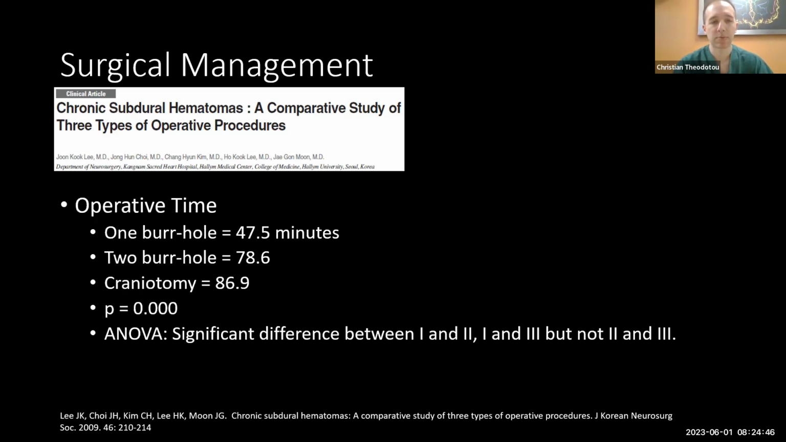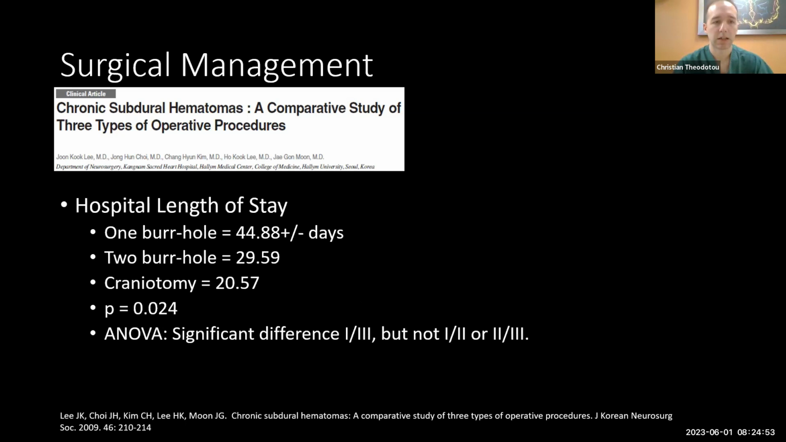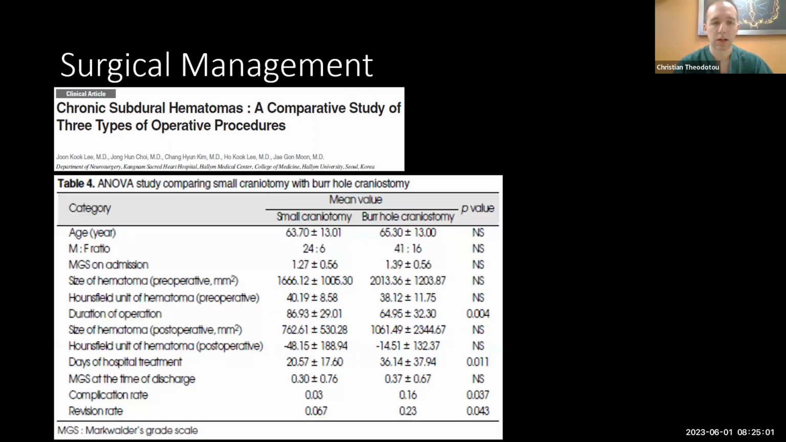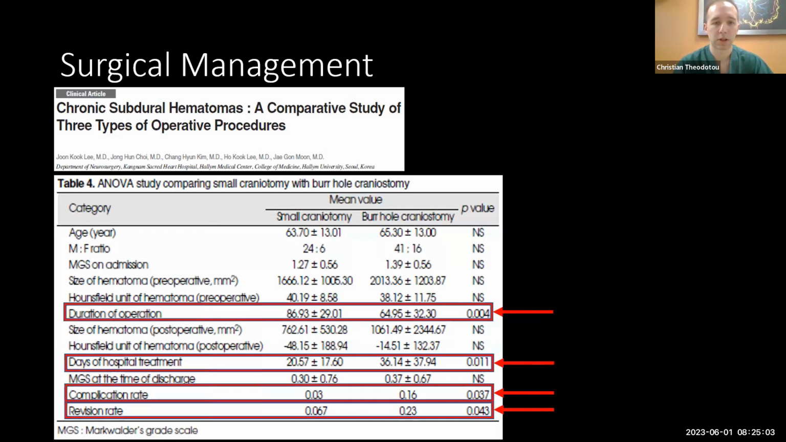They saw big differences between the 1 burr hole and the craniotomy, but not a lot of differences between 2 burr holes and craniotomy over a variety of factors: hospital length of stay, revision rate. Craniotomy and 2 burr holes were essentially equal. The only thing is, when they put 1 and 2 burr holes together and compared those against craniotomy, craniotomy was significantly more effective and had fewer problems than just doing burr holes.